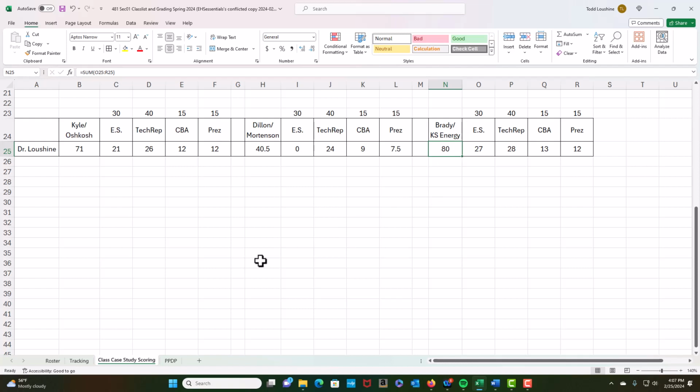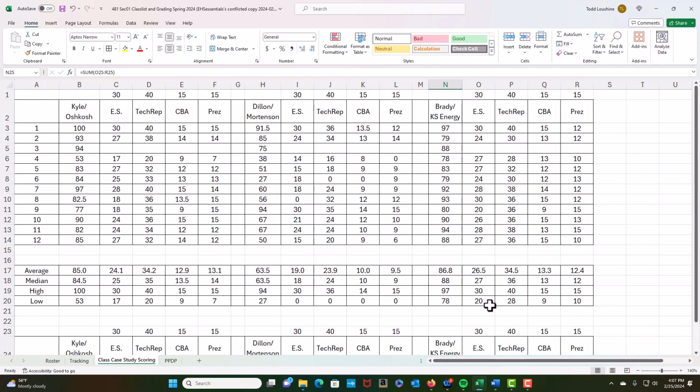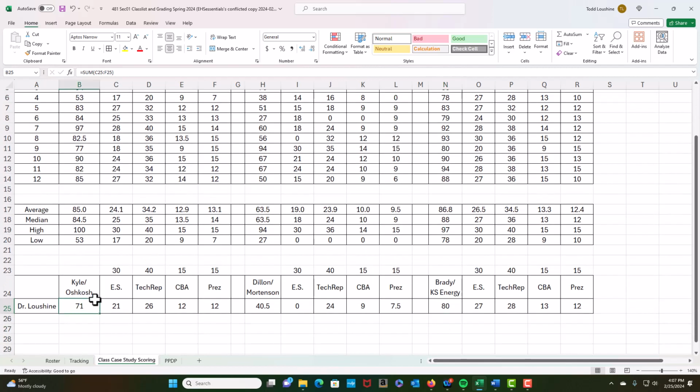Let's see what you guys gave. So here's what everybody gave me. Some people didn't submit all the numbers, but I have the generals. So I gave a 71 to the first one. There were some specific things I thought it lacked. You guys were like an 84, 85, a high of 80, down to 53 for a low.